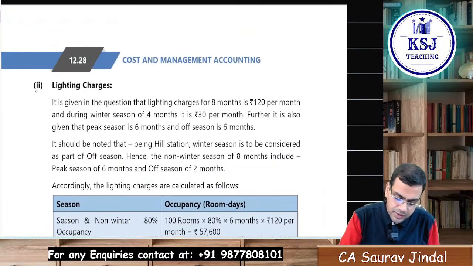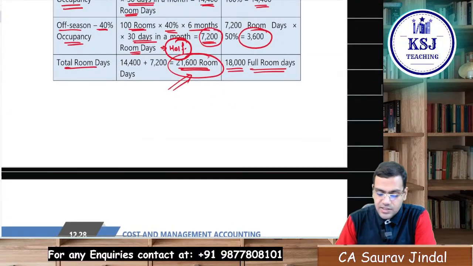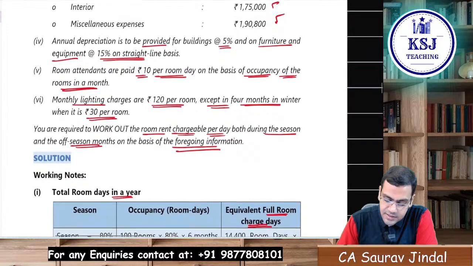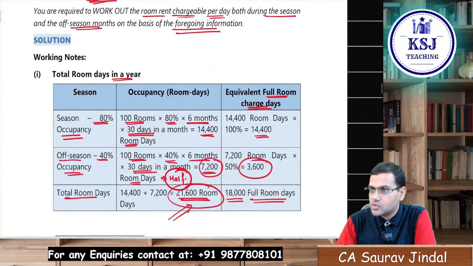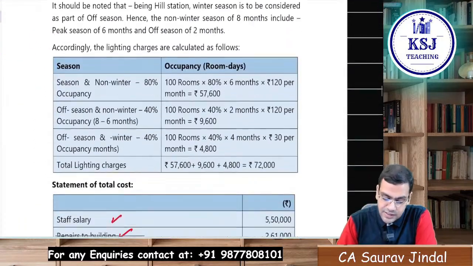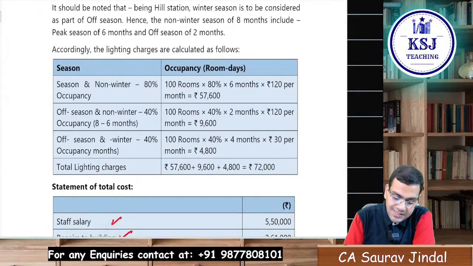Now lighting charges. This is the important point of this question. Lighting charges, sir. It says the monthly lighting charges are 120 per room except for 4 months in the winter when it is 30 rupees per room. So we will have to divide it. See, the first category is season and not winter, that is summer.